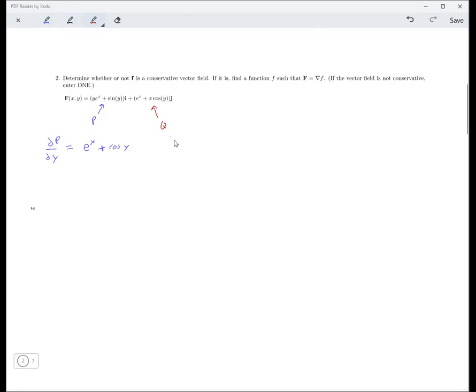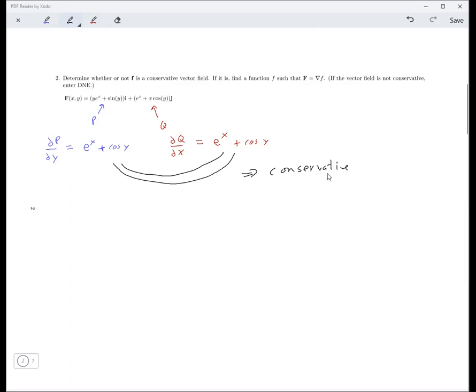Meanwhile, over here, partial of Q with respect to x. The partial of this with respect to x is e to the x, since the derivative of e to the x is just e to the x. And then for this one, treat cosine y as a constant, and you're just going to get e to the x plus cosine y. Okay, and these indeed are equal. So that means it's conservative.